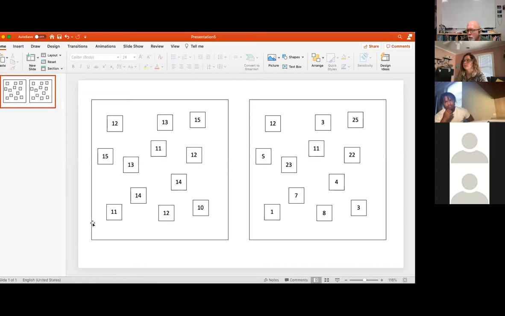Yeah. So imagine that these are species richness values for a bunch of little plots, maybe quarter-meter square plots. In this plot over here, it's 12, 13, 15, 11, 12, 13, 14, 14, 12, 10, 11, 15. But over here, it's 12 species, 3 species, 25 species, 11 species, 12, 22, 23, 5, 7, 4, 3, 8, 1. Which of these two plots is more heterogeneous? Is it the one on the right? Yeah, it's the one on the right, because those plots are all dissimilar from one another in terms of the number of species that they have in them.